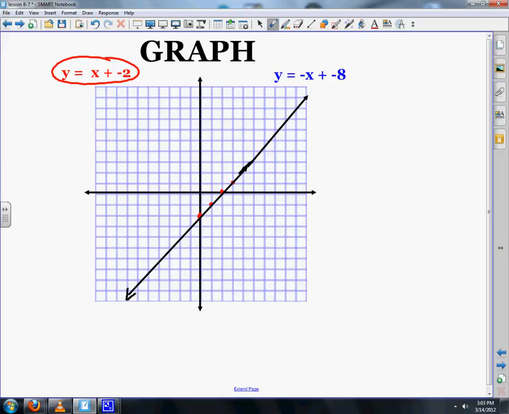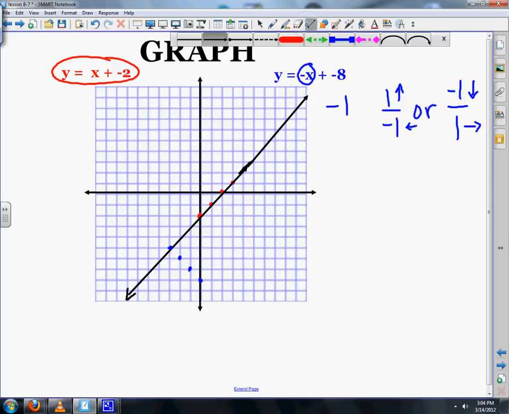And then we'll graph the second one. We're going to start at -8: 1, 2, 3, 4, 5, 6, 7, 8. And then the slope is negative. The slope here is -1, so we can write this two ways, 1 over -1 or -1 over 1, which means that we would move 1 up and then 1 to the left, or we could move 1 down and 1 to the right. So let's move 1 up, 1 to the left, 1 up, run to the left, rise up, run to the left.